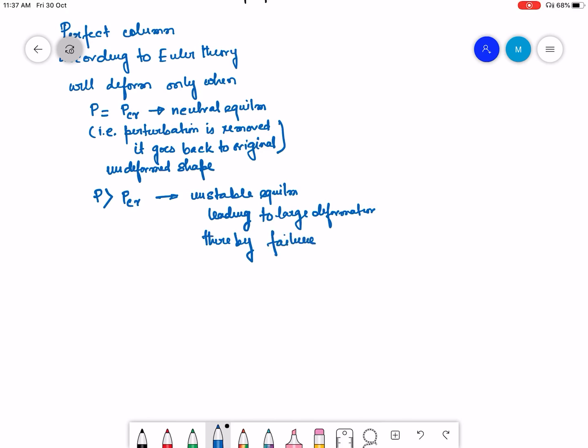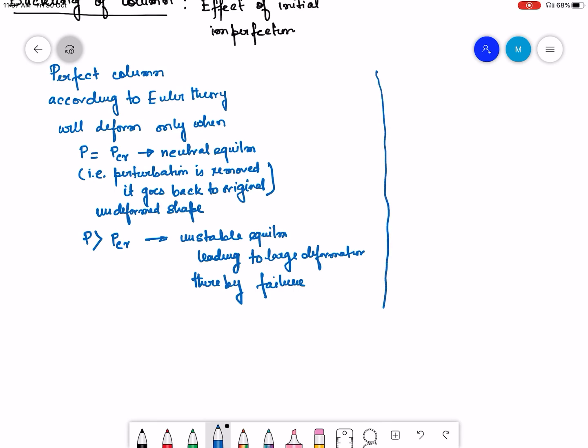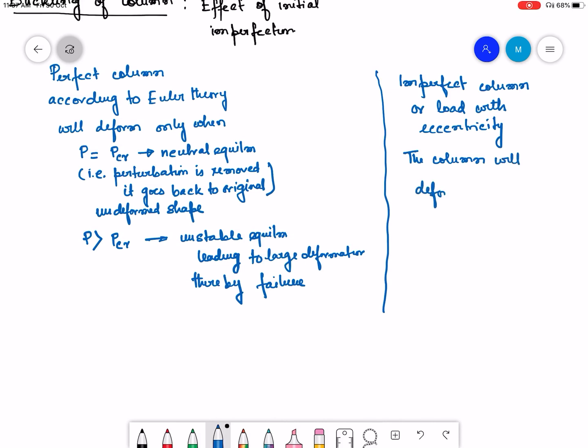However, when we go for an imperfect column, when there is imperfection in the column or the load has eccentricity, then the column will deform at any non-zero P. So please try to understand.